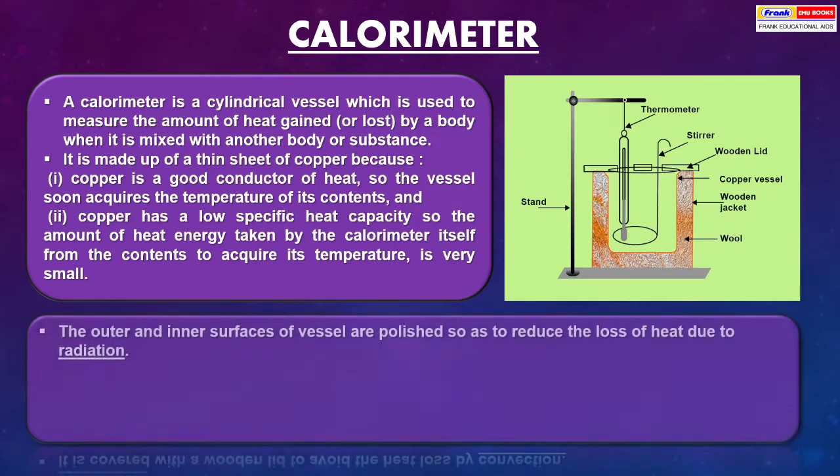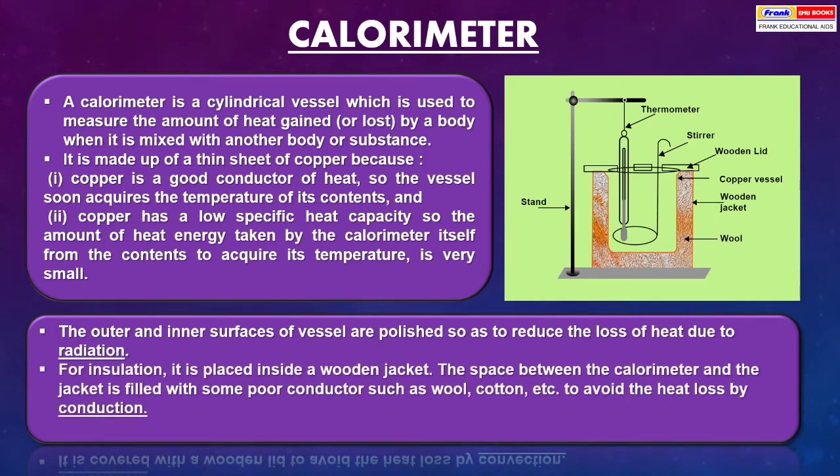The outer and inner surfaces of the vessel are polished so as to reduce the loss of heat due to radiation. For insulation, it is placed inside a wooden jacket. The space between the calorimeter and the jacket is filled with some poor conductor such as wool, cotton, etc., to avoid heat loss by conduction. It is covered with a wooden lid to avoid heat loss by convection.